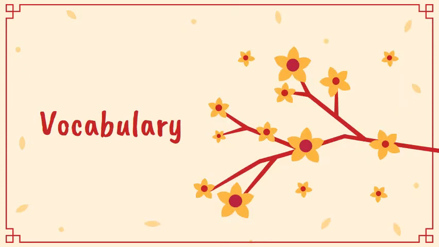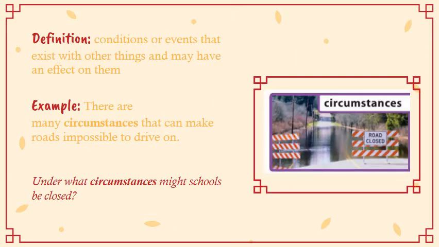Let's start with the vocabulary words, the new keywords. First word, circumstances. Again, I repeat it, circumstances. The definition. When we say circumstances, we mean the conditions or events that exist with other things and may have an effect on them. So, in other words, we can simply say what's happening around something and how it can affect it. Example. There are many circumstances that can make roads impossible to drive on.